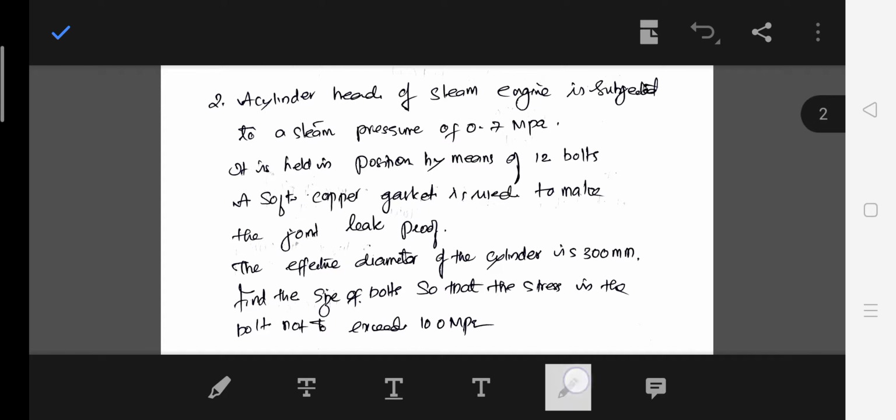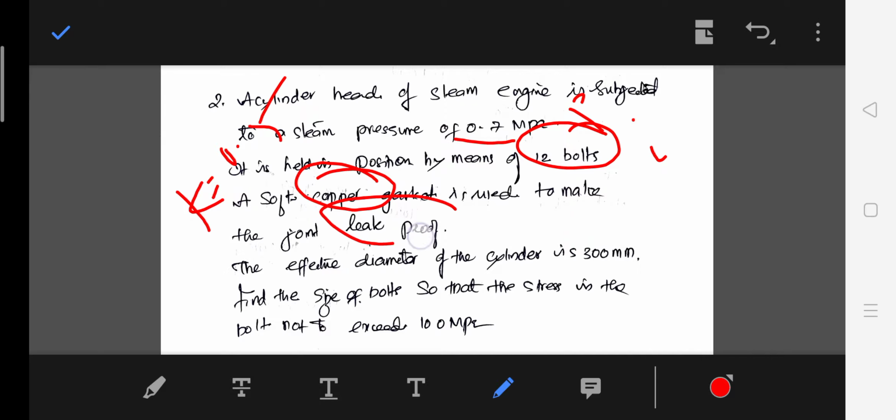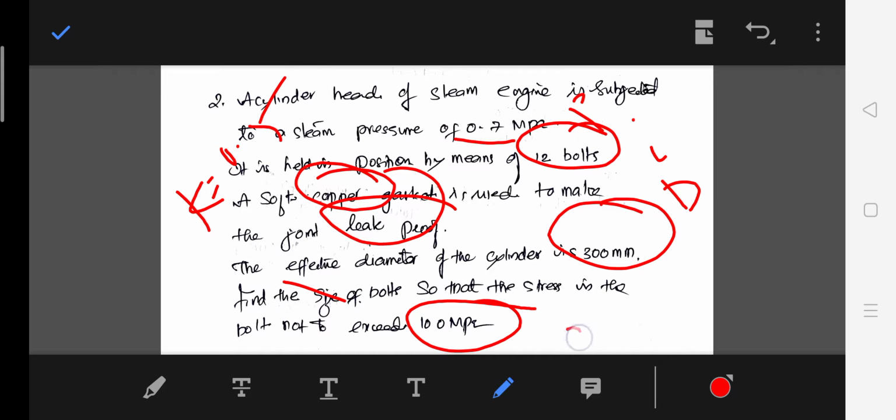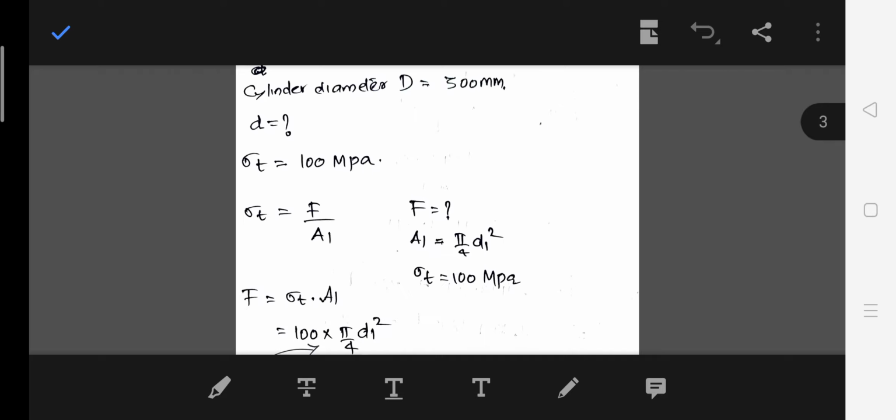A cylinder head is subjected to a steam pressure P, held in position by i bolts, with a copper gasket, so K is equal to 0.5, making a leak proof joint. The effective diameter of the cylinder, capital D, is equal to 300 millimeter. Find the size of bolt so that the stress developed in the bolt does not exceed 100 megapascal. So sigma T is equal to 100, and we need to find the diameter.